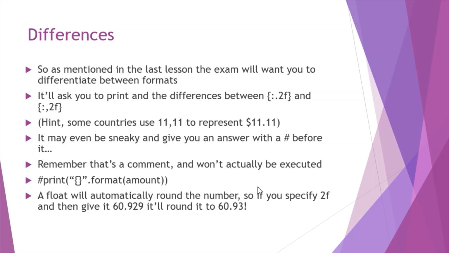A float will automatically round the number. So if you specify .2f and then give it 60.929, it'll actually round it to 60.93. This is good, for example, if you're just rounding up and down with pennies and you want the exact amount there, that's fine. But it's just something to be mindful of in the exam.